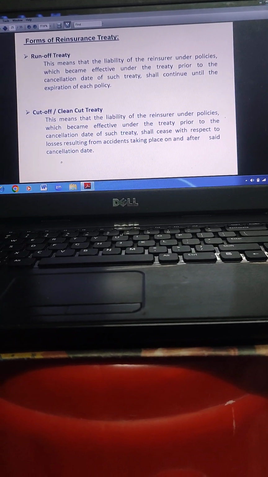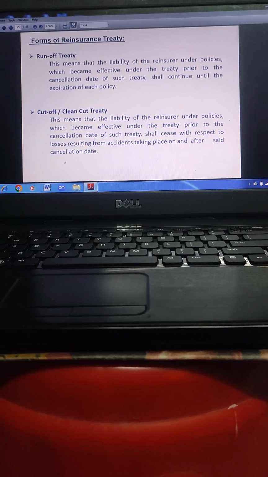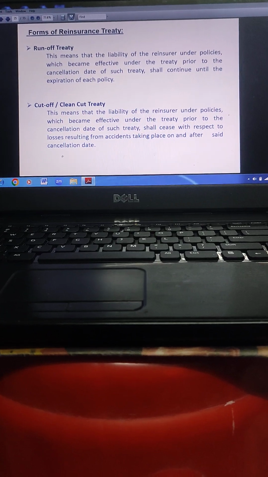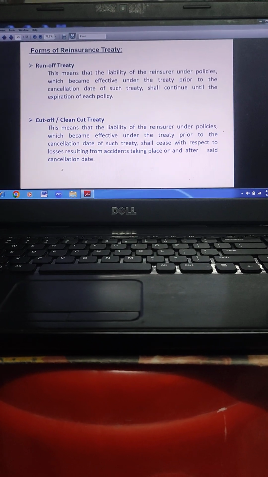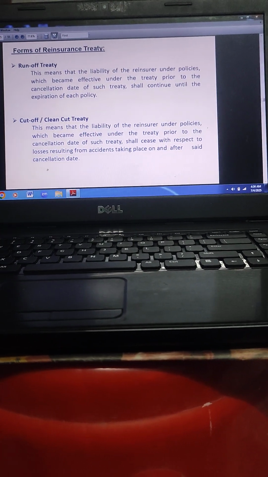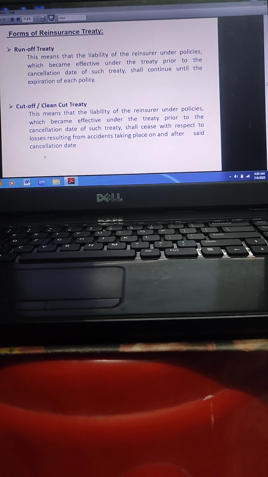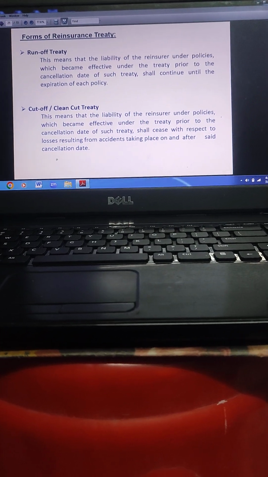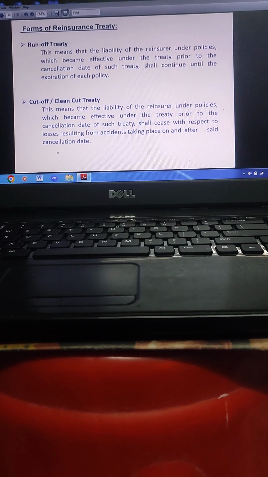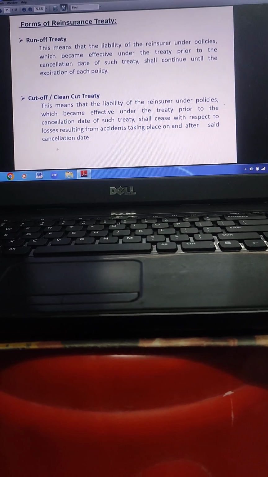So there could be a few forms of reinsurance treaty, like run-off treaty. This means that the liability of the reinsurer under policies which became effective under the treaty prior to the cancellation date of such treaty shall continue until the expiration of each policy. Another is cut-off or clean-cut treaty. This means that the liability of the reinsurer under policies which became effective under the treaty prior to the cancellation date of such treaty shall cease with respect to losses resulting from accidents taking place on and after said cancellation date.